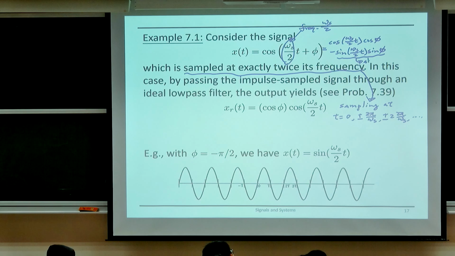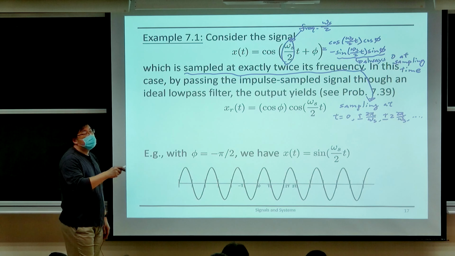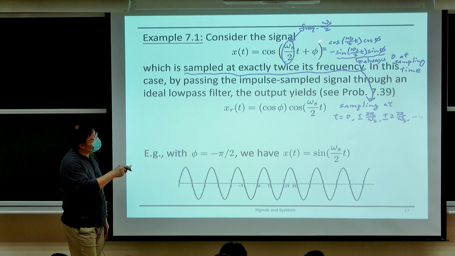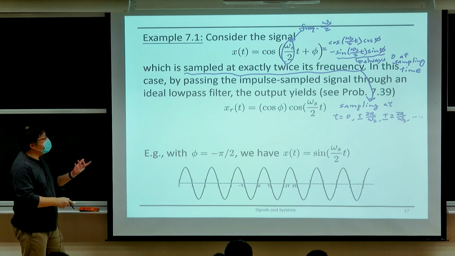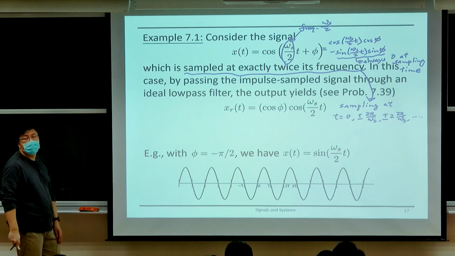So this term is always 0 at the sampling times. So by sampling at these points, you actually get only this first term here. So when you recover, the recovered signal will contain only this and not the other term.